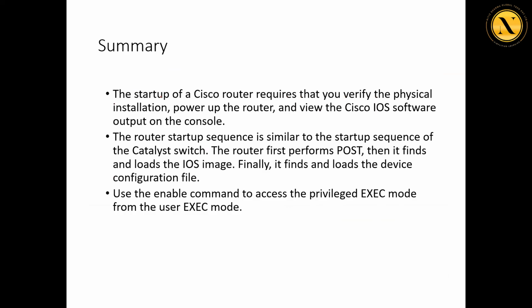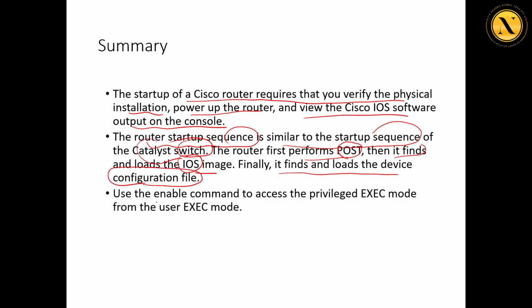Okay. The startup of a Cisco router requires that you verify the physical installation, power up the router, and view the Cisco IOS software output on the console. The router startup sequence is similar to the startup sequence of a Catalyst switch. The router first performs POST, then it finds and loads the IOS image, and finally, it finds and loads the device config files, right?